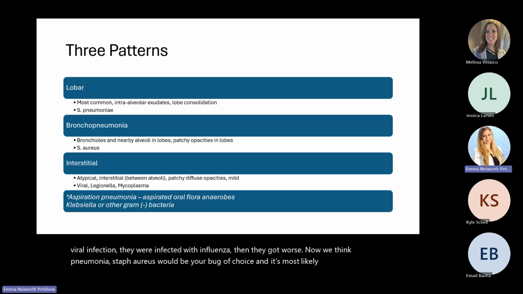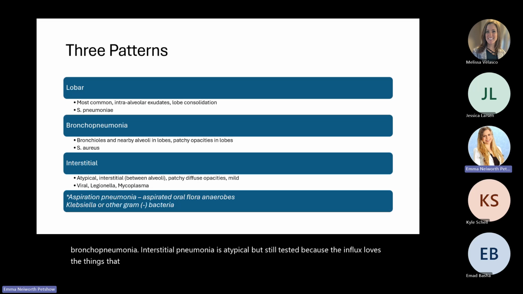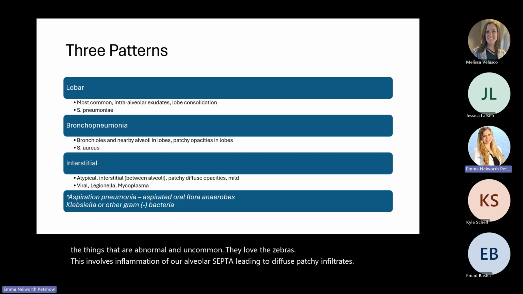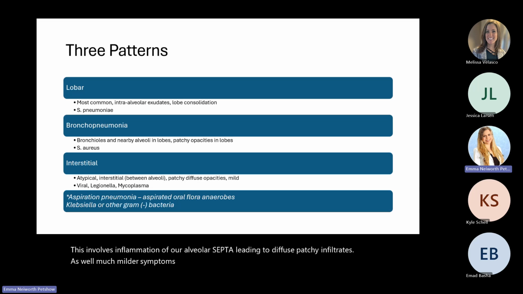Interstitial pneumonia is atypical, but still tested, because NPLEX loves the things that are abnormal and uncommon. They love the zebras. This involves inflammation of our alveolar septa, leading to diffuse patchy infiltrates as well, with much milder symptoms. We oftentimes think of a viral cause or walking pneumonia like Mycoplasma, or even Legionella, Legionnaires' disease. So when I think of an atypical pneumonia or an interstitial pneumonia, I think of my atypical or not as common causes.